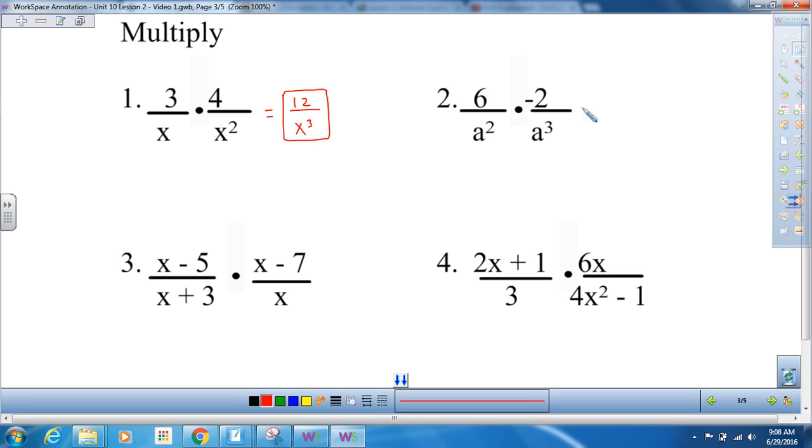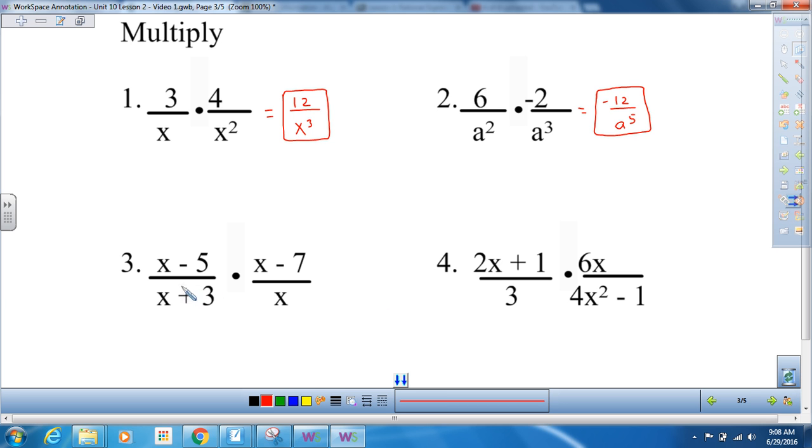So same thing for number 2. Nothing can cancel or factor, so negative 12 on top. a squared times a cubed is a to the 5th. Remember, if you multiply a common base, you add the exponents.